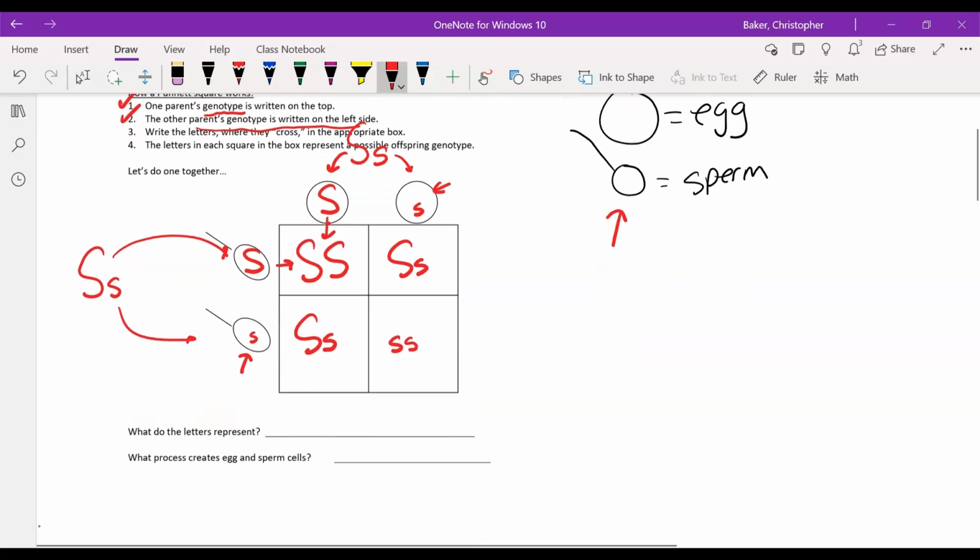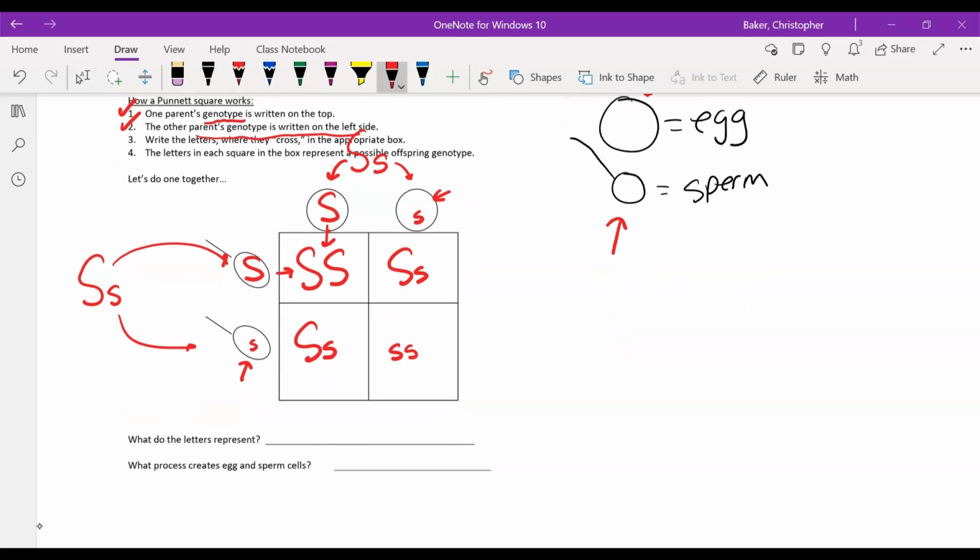Awesome. Okay, so what do the letters represent? They represent alleles, which is a version of a gene. For example, if the gene is for hair color, alleles could be red hair or blonde hair or brown hair.